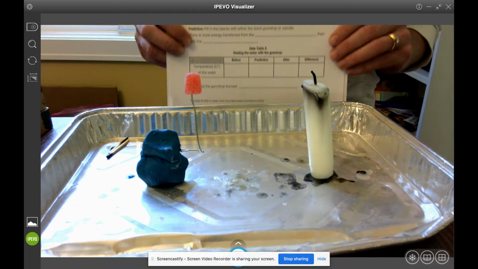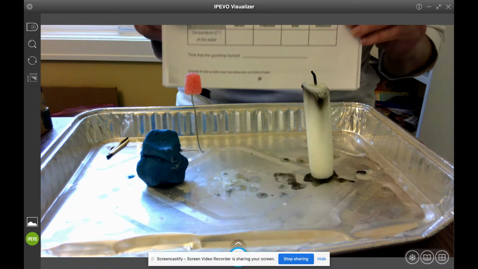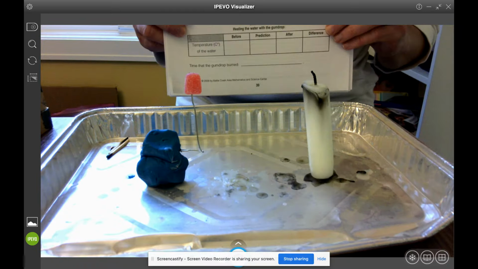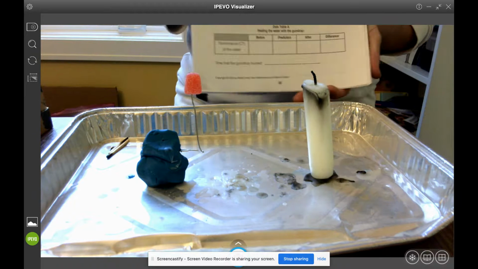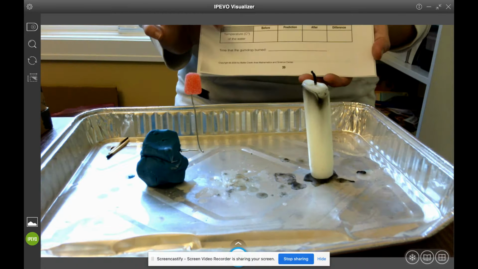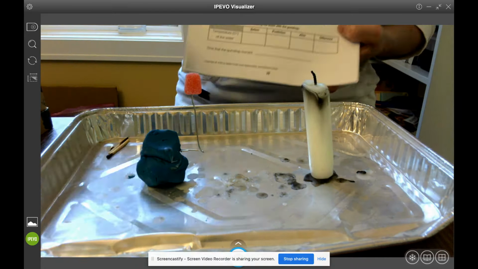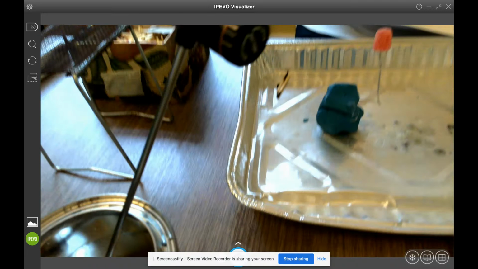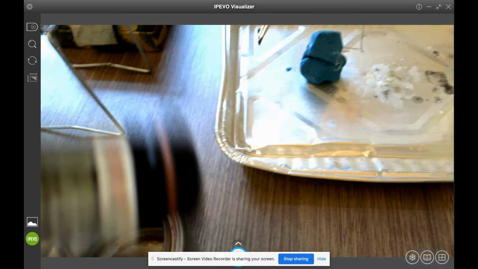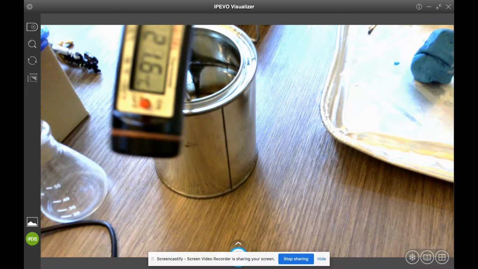All right. Now we're going to do this lab, and I will talk you through this, and we'll take some notes, and then I'll post a picture of these data tables when I'm done. First of all, we need the temperature of water. Wyatt, if you back this up a little bit so they can see it, I have just some water.